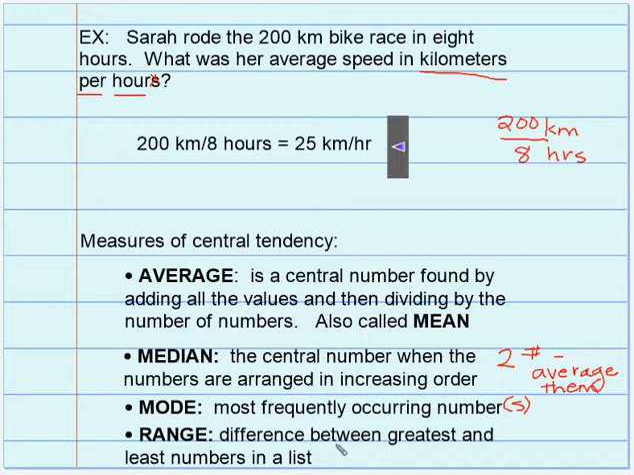The range is the difference between the greatest and least numbers in a list. So it's just what is the smallest. Now remember, you're going to have those in order or identify which one is the smallest. Don't just take the first number that they give you. Figure out the smallest and the largest and subtract.